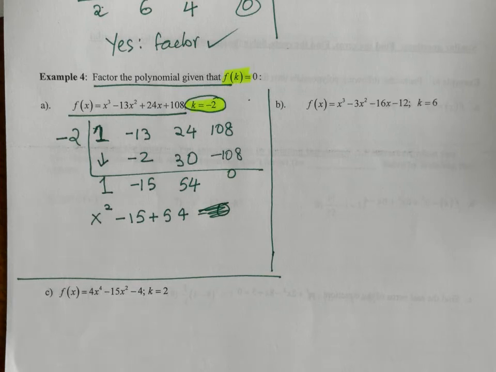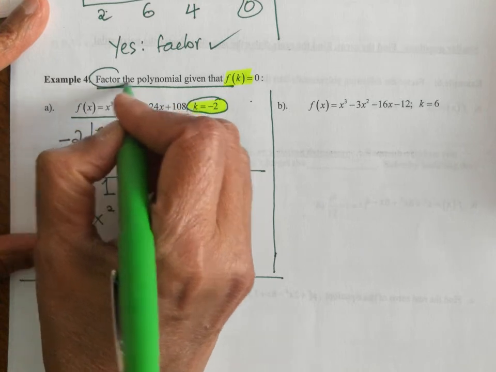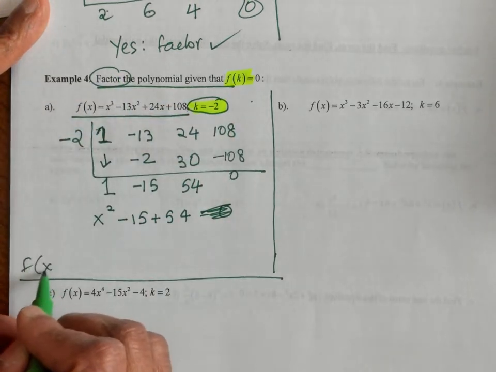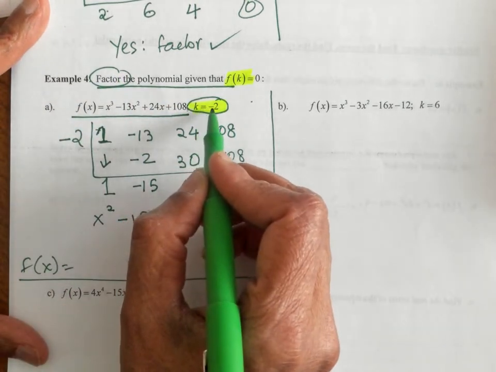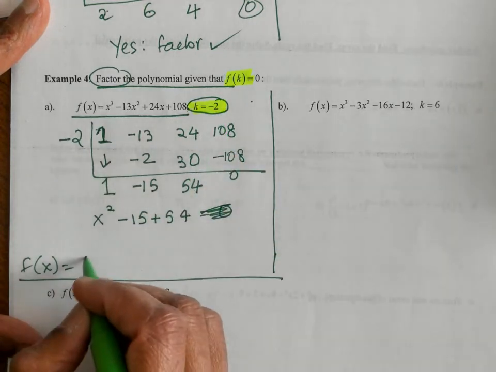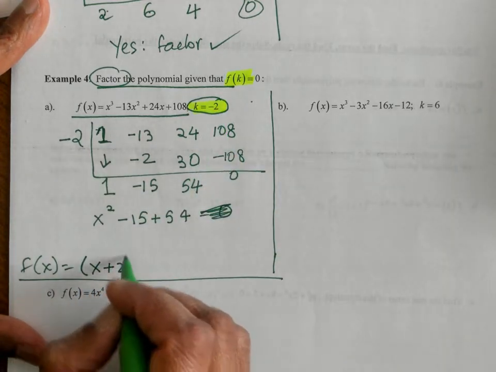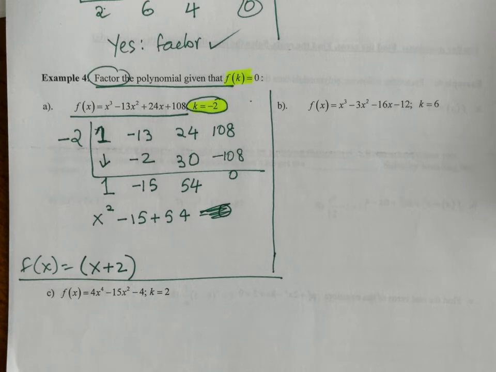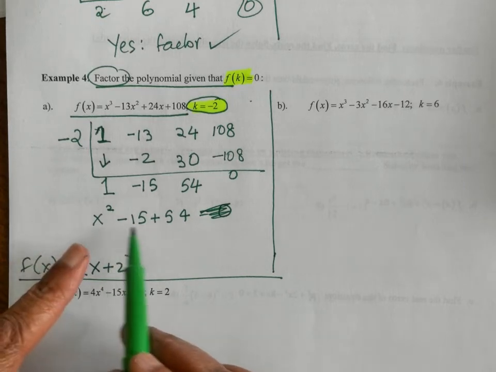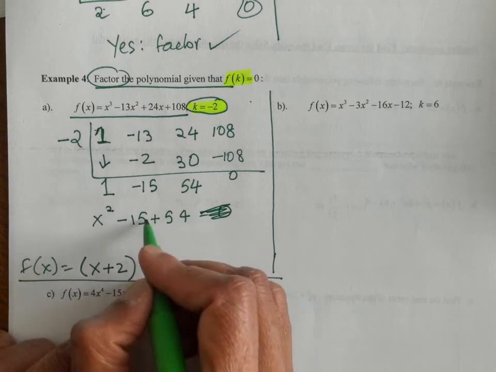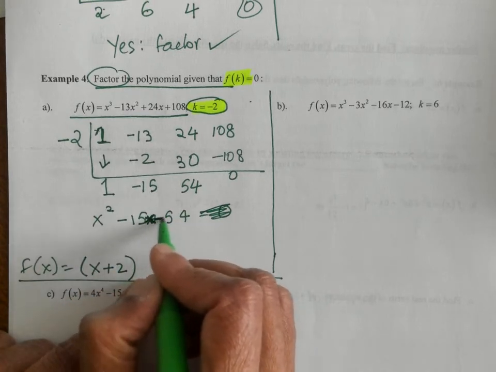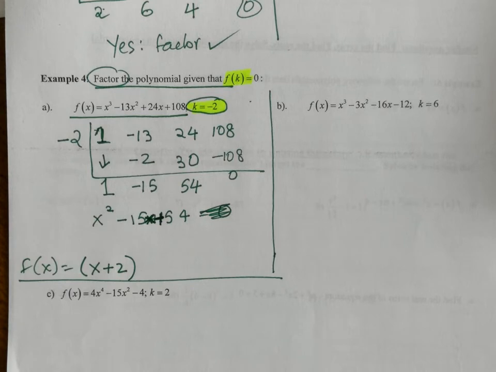So remember, what are they asking us for? They're asking us for factoring, right? It says factor the polynomial. Because they've given me one of the solutions, k equals -2, I know one of my factors is x plus 2. You both agree with me? What is my other factor? It's x squared minus 15x plus 54.